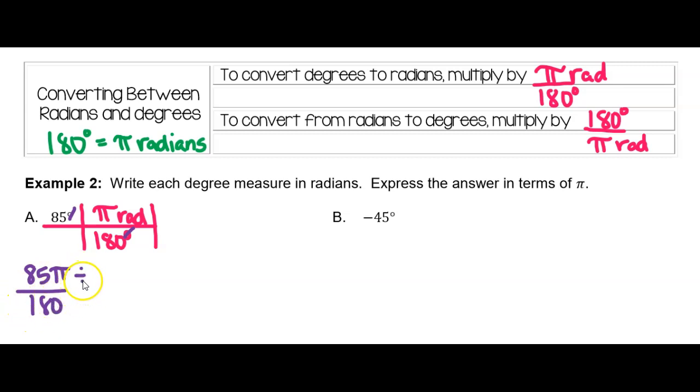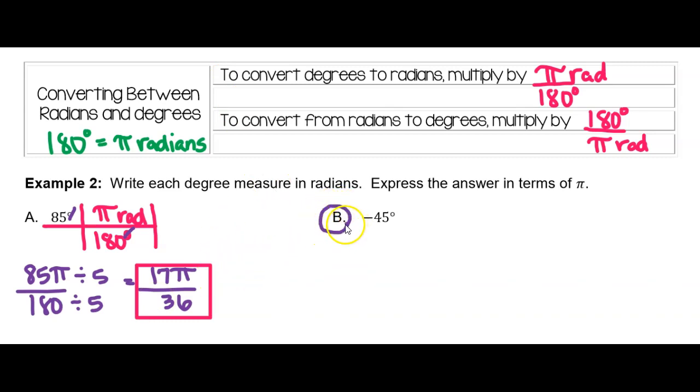We can reduce this by dividing by a factor of 5. That gives us 17 pi divided by 36. So that is our radian measure exactly. That's the arc length for 85 degrees. Okay, so go ahead and try out example B. Pause the video and then we will come back and talk about it.